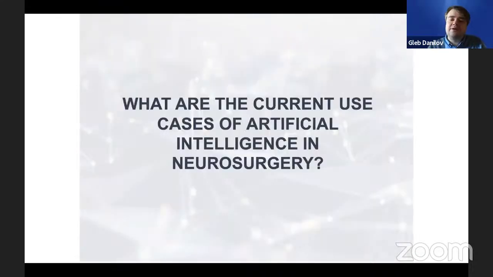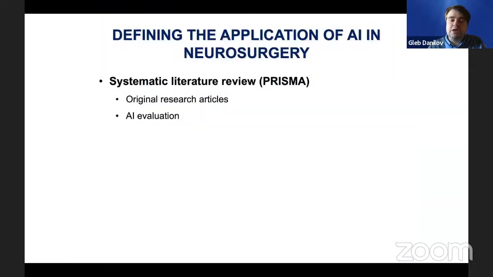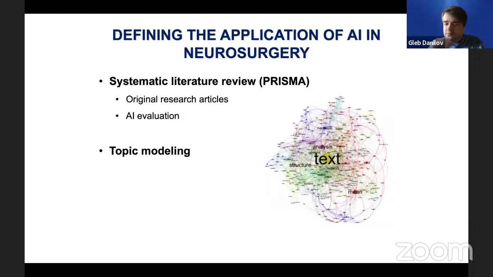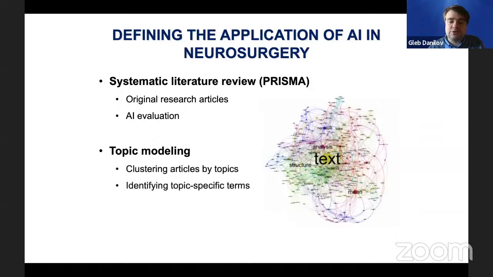So what are the current use cases of artificial intelligence in neurosurgery nowadays? To answer this question, recently we have conducted a systematic review of the original research articles evaluating artificial intelligence. The abbreviation AI stands for artificial intelligence, as you know. And additionally, we used topic modeling to objectify our findings. Topic modeling is literally clustering articles by topic and identifying topic-specific terms.